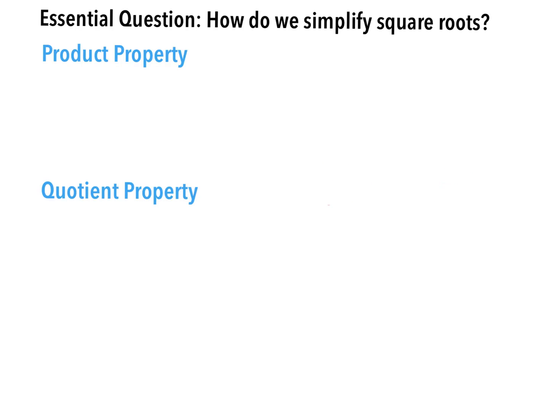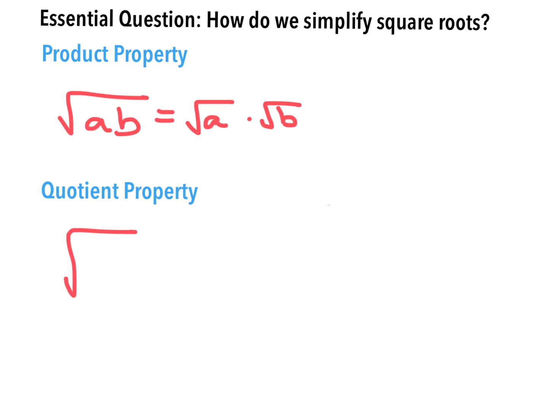All right. The first things that we need to know are the product property and the quotient property. The product property says that the square root of a times b is equal to the square root of a times the square root of b. All right, so we're going to use that a lot today. We can also use that the square root of a over b, for the quotient property, is the square root of a divided by the square root of b.